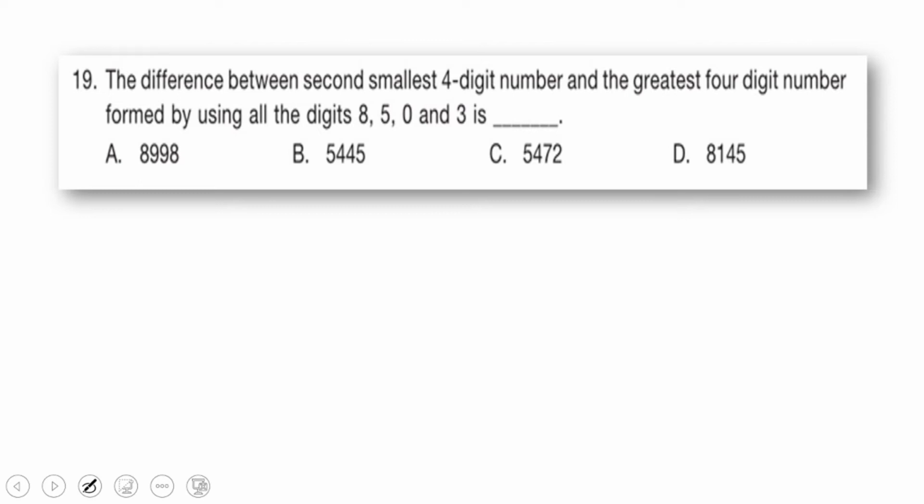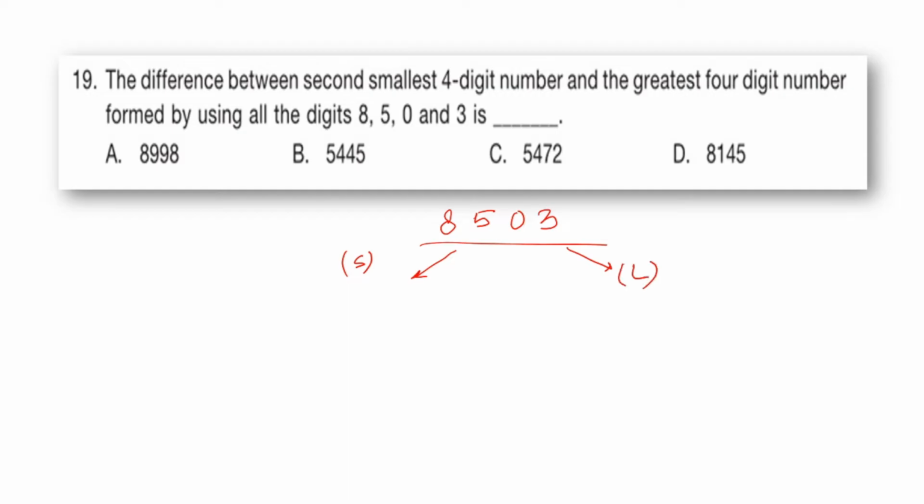So let's look at this together. From the digits of 8503, we need to form the smallest and the largest 4-digit number. Now to form the smallest, we should arrange them in ascending order, and to form the largest, we should arrange these numbers in descending order from left to right. Now in ascending order, this would be 0, 3, 5, 8. But if we do this, this will no more be a 4-digit number, and we need the smallest 4-digit number.